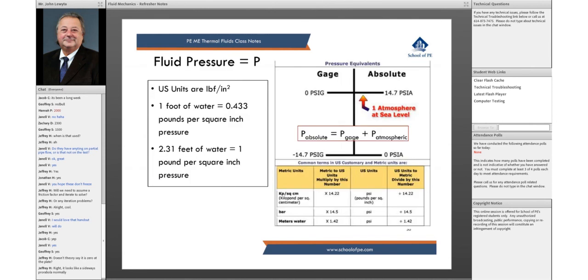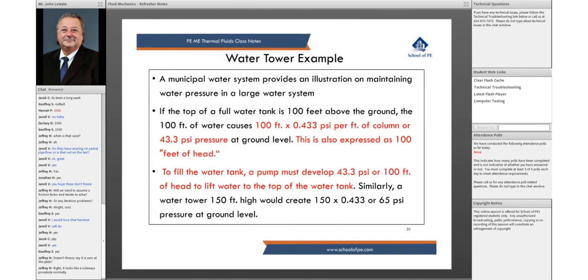Again, here we talked about pressure: absolute, gauge, and atmospheric. 2.3 feet of water is equal to 1 psi. Again, you have gauge pressure 0, absolute pressure. The whole point, just to reiterate, is that the standard pressure on the exam would be 14.7. Other than that, they would give it to you within the problem statement, or they may give you a barometer reading, and you have to convert it and calculate what the atmospheric pressure would be.